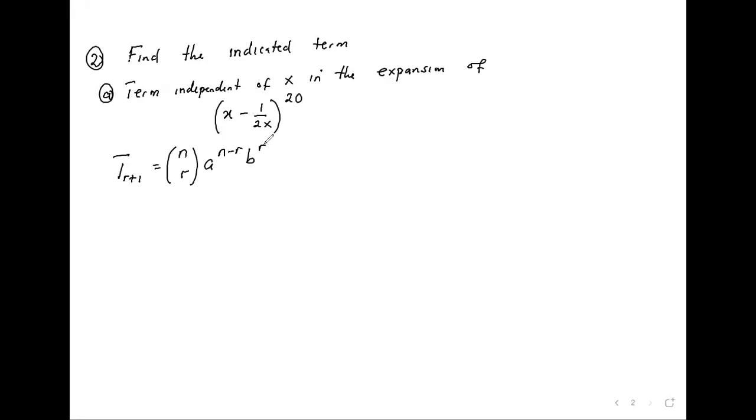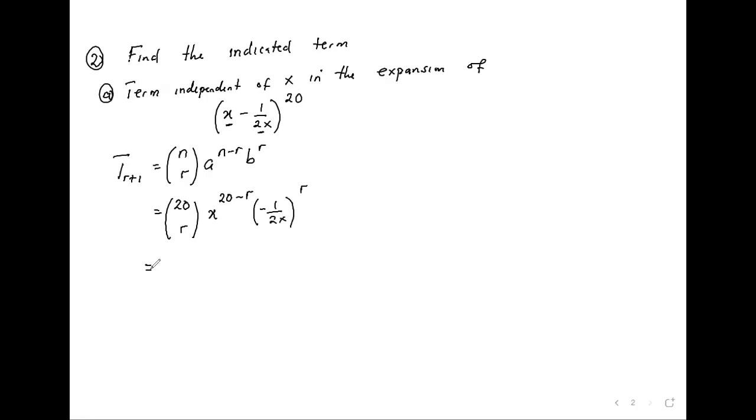And so in this case, since we don't know what r is, we know n is 20. Remember, n is always the power. And then r is not known. And then a is always this first thing. So it will be x to the power of 20 minus r. And then b is always this thing here, repeated with its sign. So negative 1 over 2x to the power r.